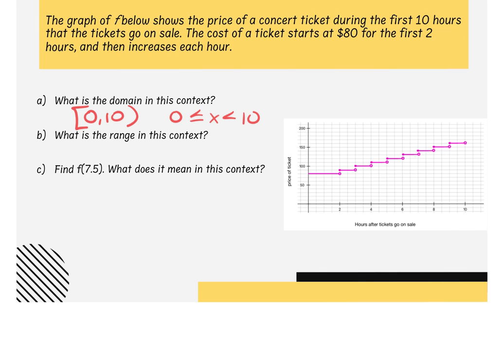All right, B, what's the range in this context? Now we're going bottom to top, right? What's the lowest y? 80. Is there a y for every value from that to the top? No, there's gaps, right? So the way we list this is literally every y value. It goes 80, then 90, then 100, then 110, all the way up to 120, 130, 140, 150, and 160. You literally just list them all.